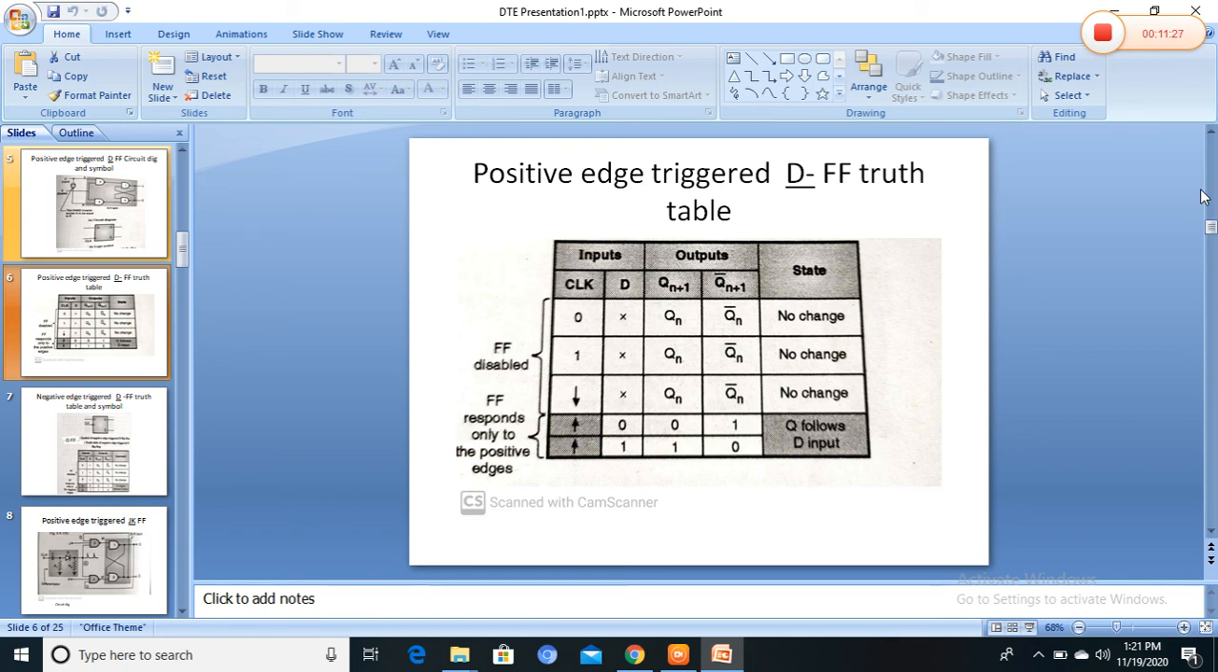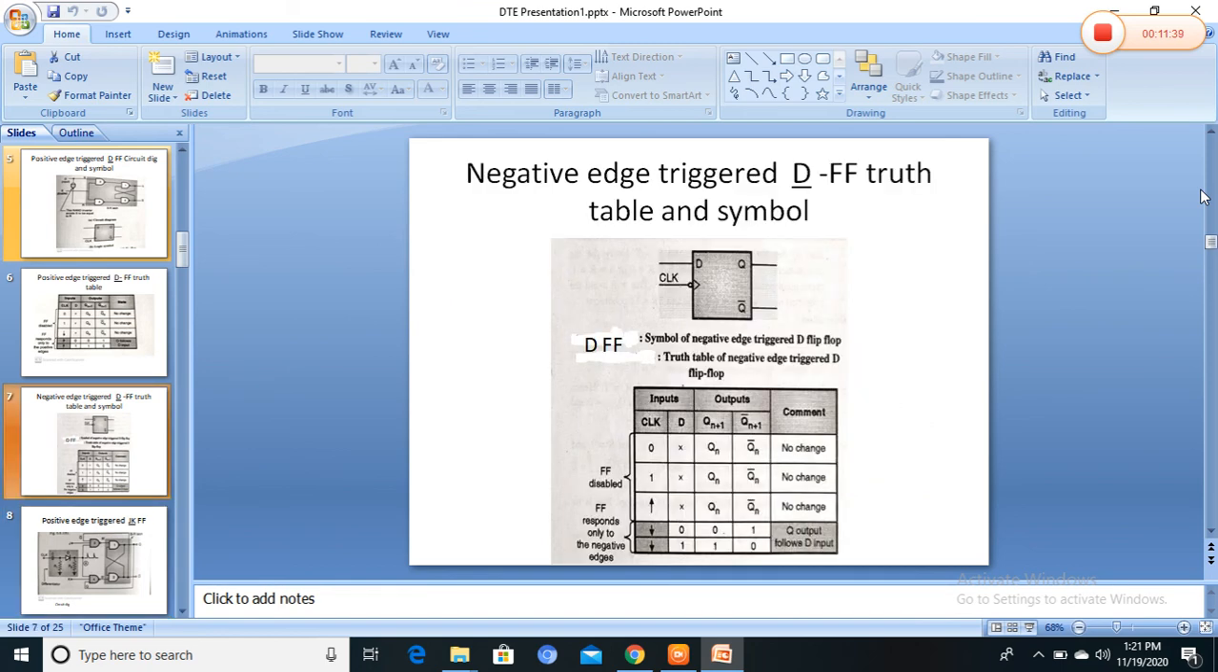This is the truth table of the positive edge triggered flip-flop. Same truth table, same expression, same diagram. Only in the diagram there is one change, and in the truth table there is a change. There is a clock. This is the symbol of the negative edge triggered flip-flop. Here the bubble is for the clock; we apply the bubble, so this is a negative edge triggered flip-flop.